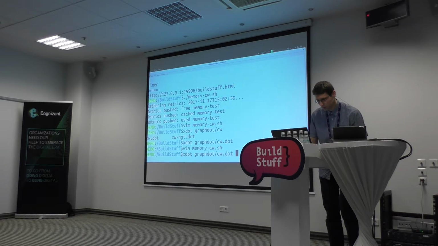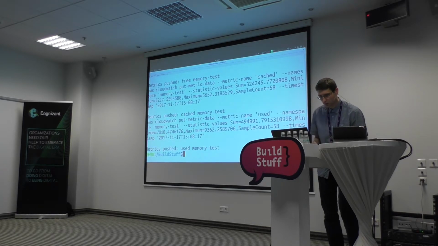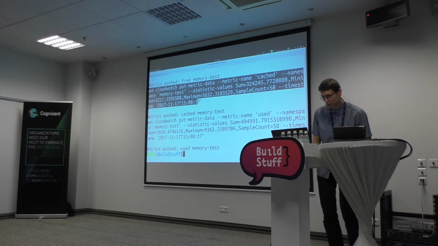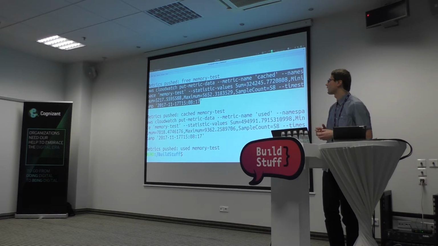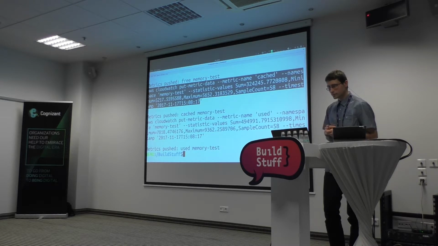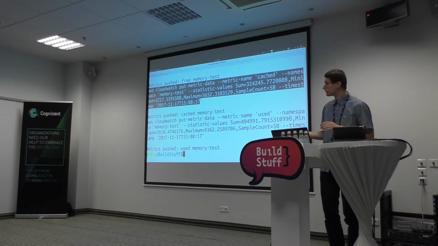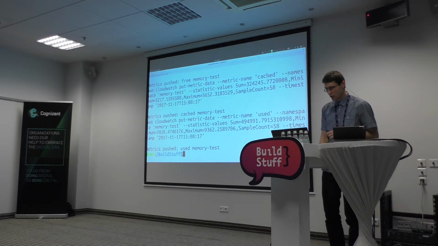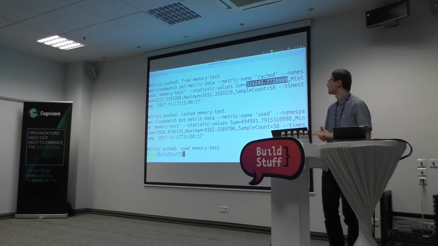And now if I run the script again, you can see that this script is calling this command, and basically it's the AWS command line interface that pushes a metric to CloudWatch using some names, and those are the calculated values from the jq command.